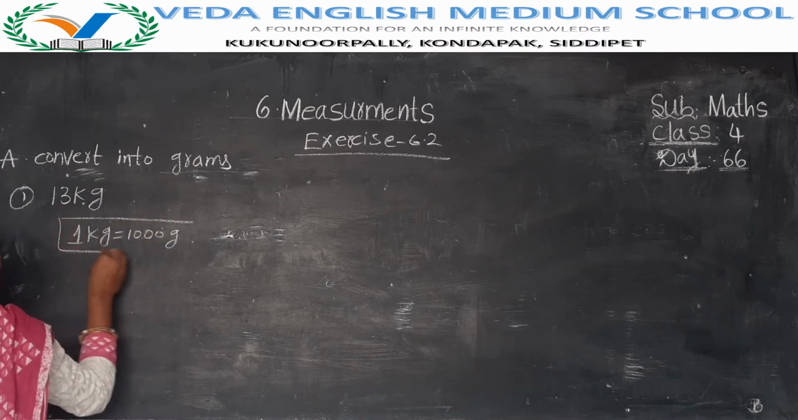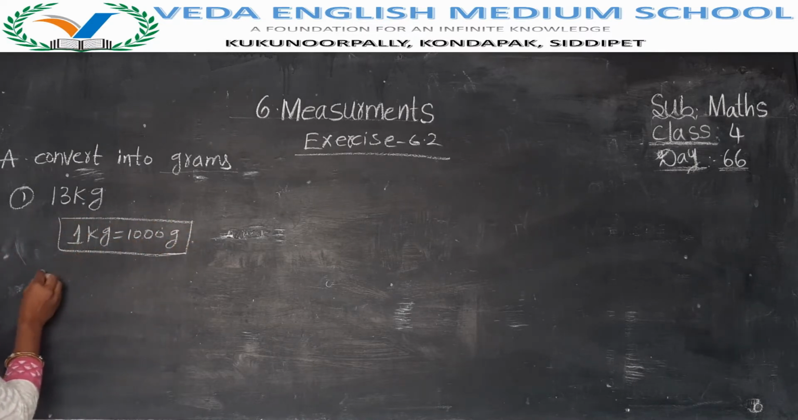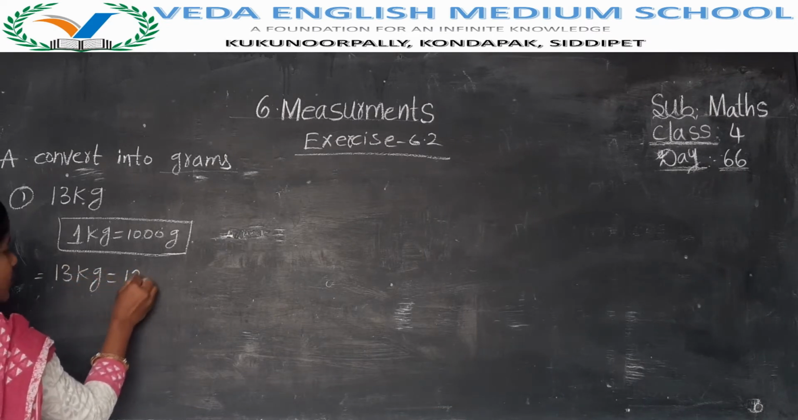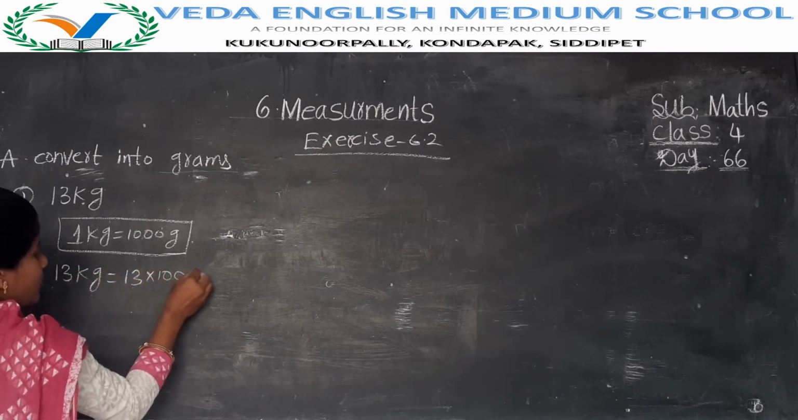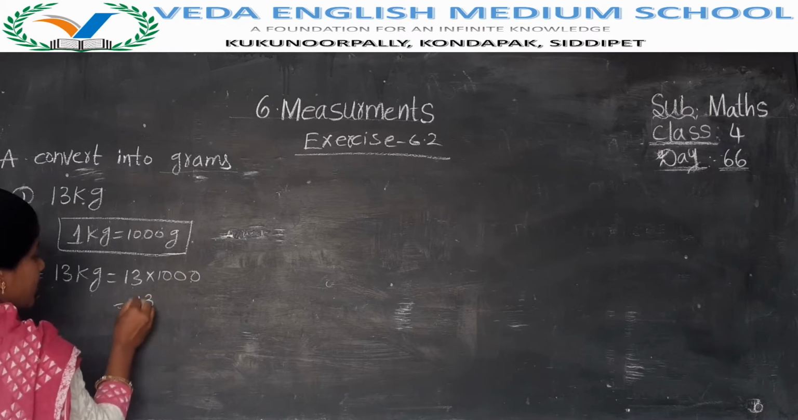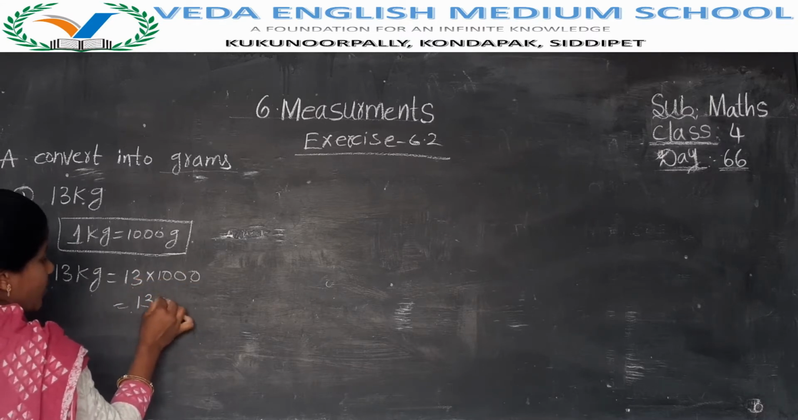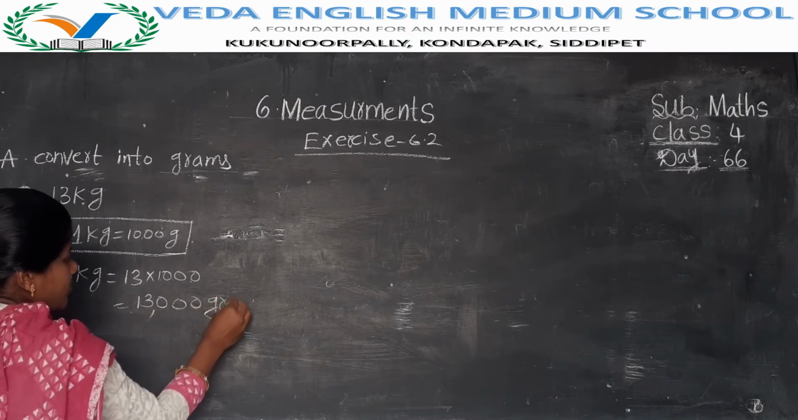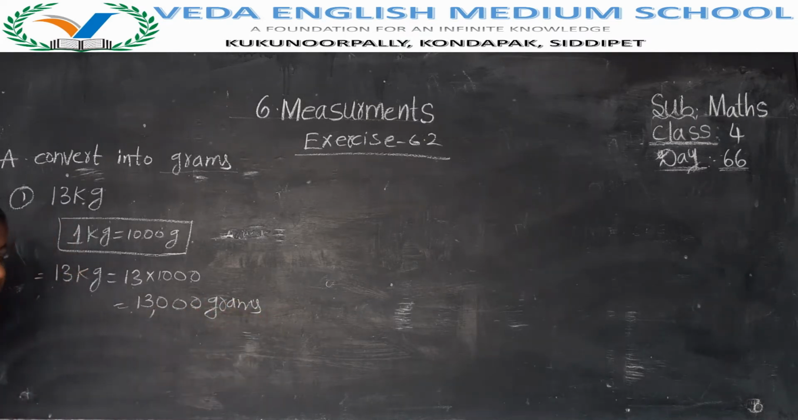Then what you have to say? 1 kg is equal to 1000 grams. So 13 kgs is equal to 13 into 1000. 13 into 1000 is 13,000. 13 ones are 13, and 3 zeros are there. You have to write 3 zeros. So it is 13,000 grams. Simple. Okay? Like this you have to convert.